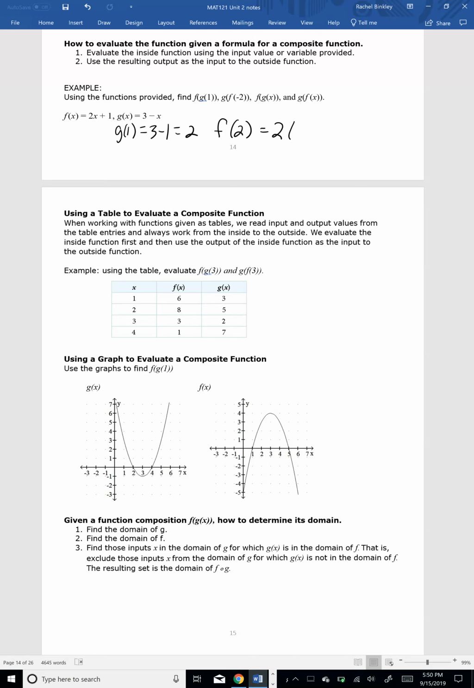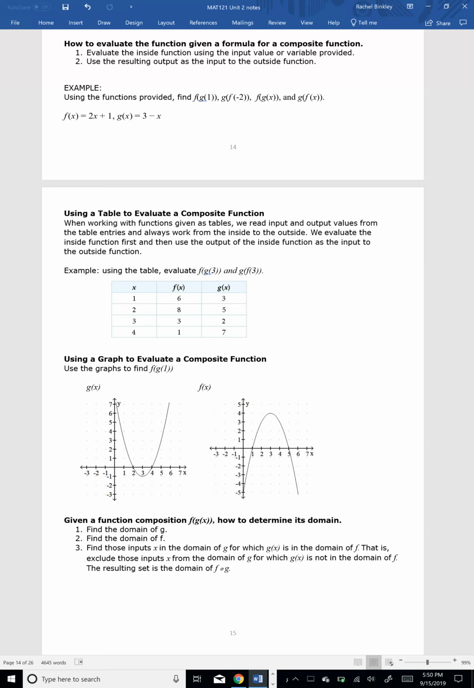So f of 2 is 2 times 2 plus 1, which is equal to 5. Again, I'm doing this all in my head, you guys, so please double check me if I make a mistake. All right, so what does this mean? This means f of g of 1 is equal to 5. Okay. I'll let you do the next number, and then we'll get into what I was originally saying. I was just skipping over to this last part.